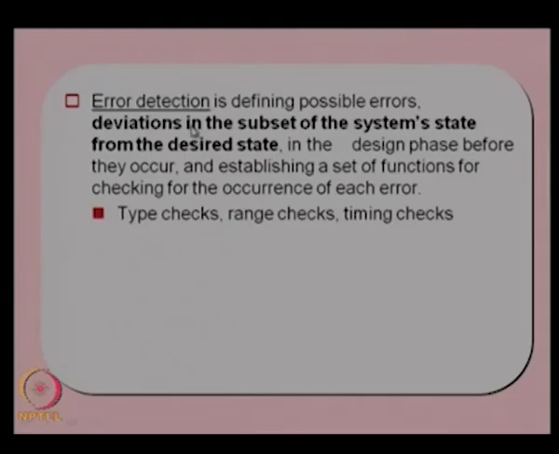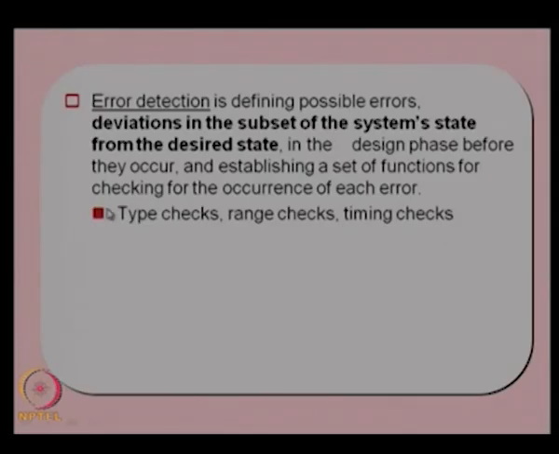So error detection, as I told you, is the first function. Error detection is defining possible errors or the deviations in the subset of the system state from the desired state. As we know, an error is basically a variation of the system state from the desired state. So we actually define this using the error detection function in the design phase before they occur, and establishing a set of functions for checking for the occurrence of each error. So we know the state and we know what are the states to be observed, and we define some functions or a set of functions for checking the occurrence of each of these errors.